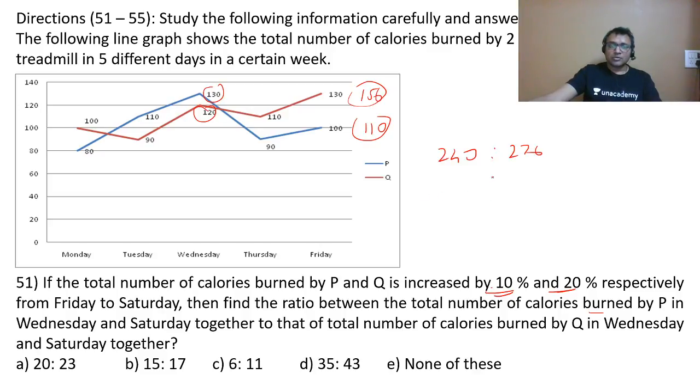Right, so you can make out the left hand side, cancel it off. 240 to 276 is a multiple of 12, so 12 20s and 12 23s, so 20 is to 23, which will be the A option.